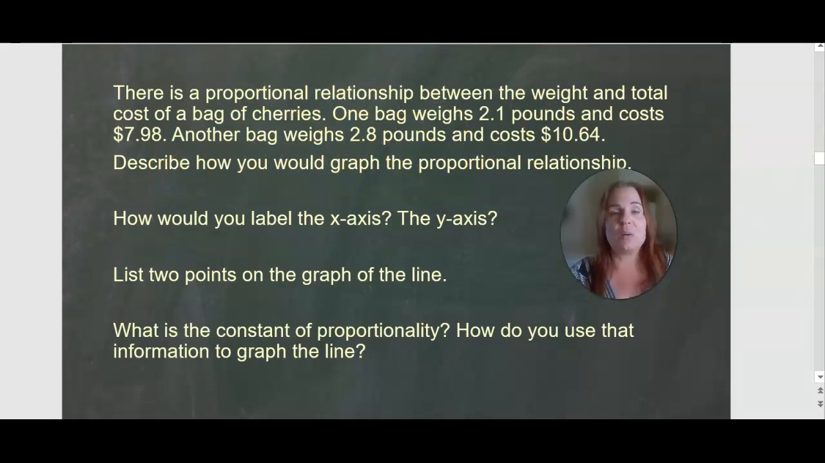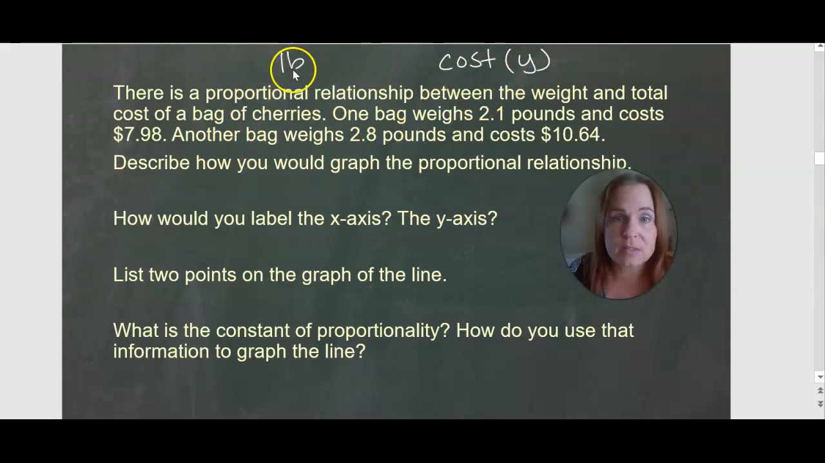Again, we have to figure out what's our x and what's our y, right? What's the input? What's the output? So the cost is going to depend on how many pounds you buy, right? So the cost is dependent. So the cost is y. And then the pounds will be x.